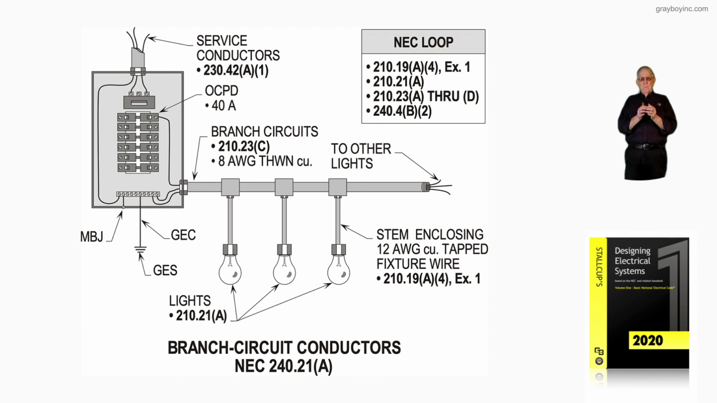So figure 9-21 is simply illustrating a branch circuit that's 40 amp, number 8 wire, with tap conductors to the lamp holders, heavy duty lamp holders, with number 12 wire, in accordance with 240.21A to start with. And then you have to look at the other sections that I have mentioned to you. So that's what figure 9-21 is illustrating.